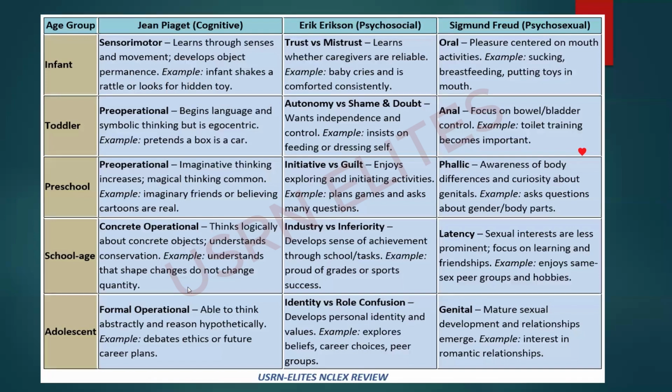We have the first column, where I'm shaking the mouse, to be Piaget's cognitive theories. Then Erik Erikson's psychosocial theories, then Sigmund Freud. This is psychosocial, this is psychosexual. Within 0 to 12 months, that's for infants, according to Piaget, the child should be able to what? Learn through senses and movement, and develop object permanence.